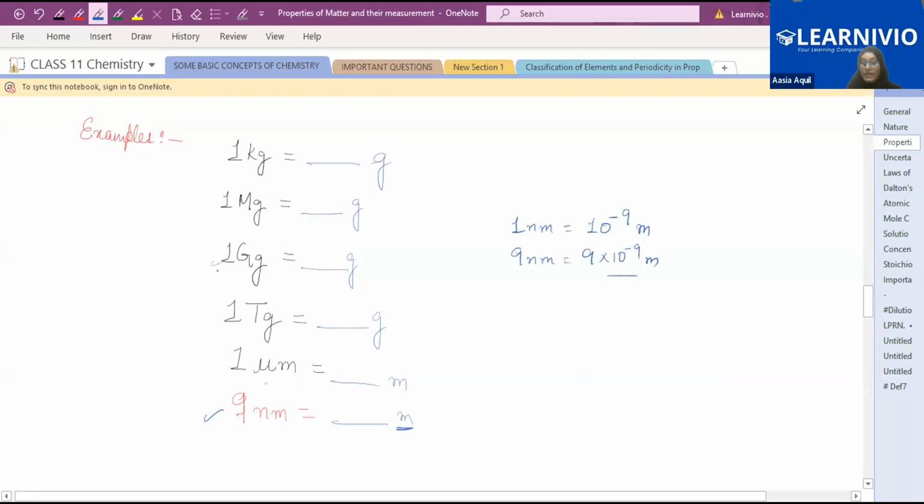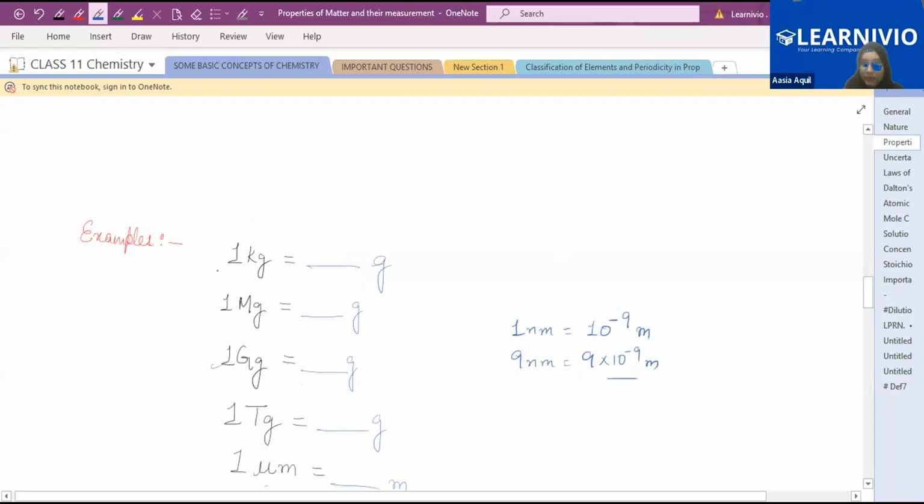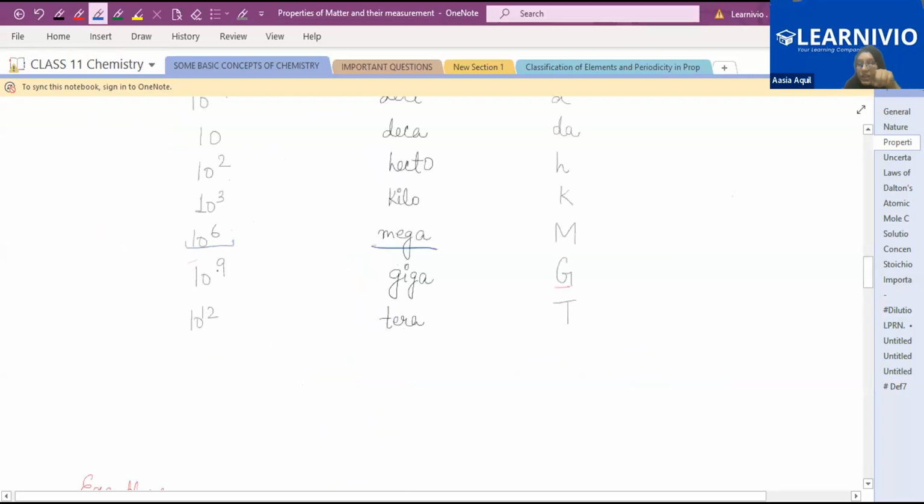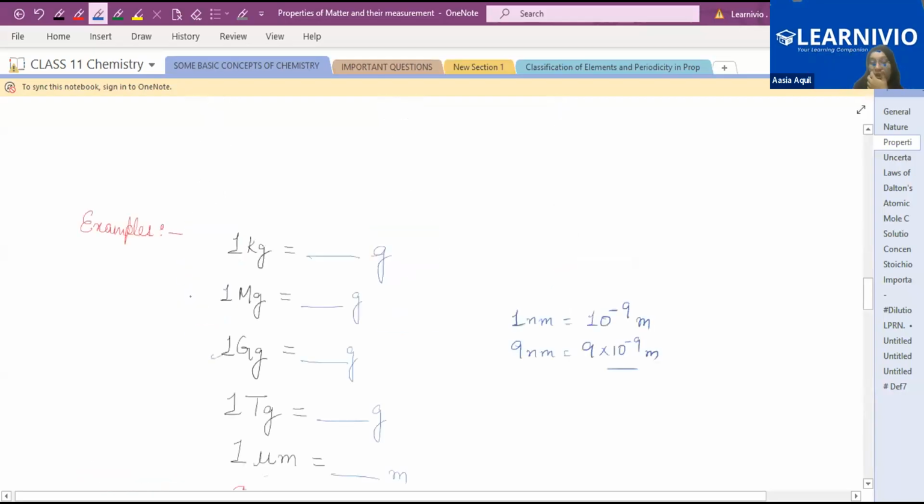Similarly, tell me about 1 gigagram. The giga prefix is capital G, and it is used for 10 raised to the power 9, for large-scale units. Similarly, tera means 10 raised to the power 12. So in 1 gigagram, how many grams will be there? 10 raised to the power 9 grams. In 1 teragram, how many grams? 10 raised to the power 12.